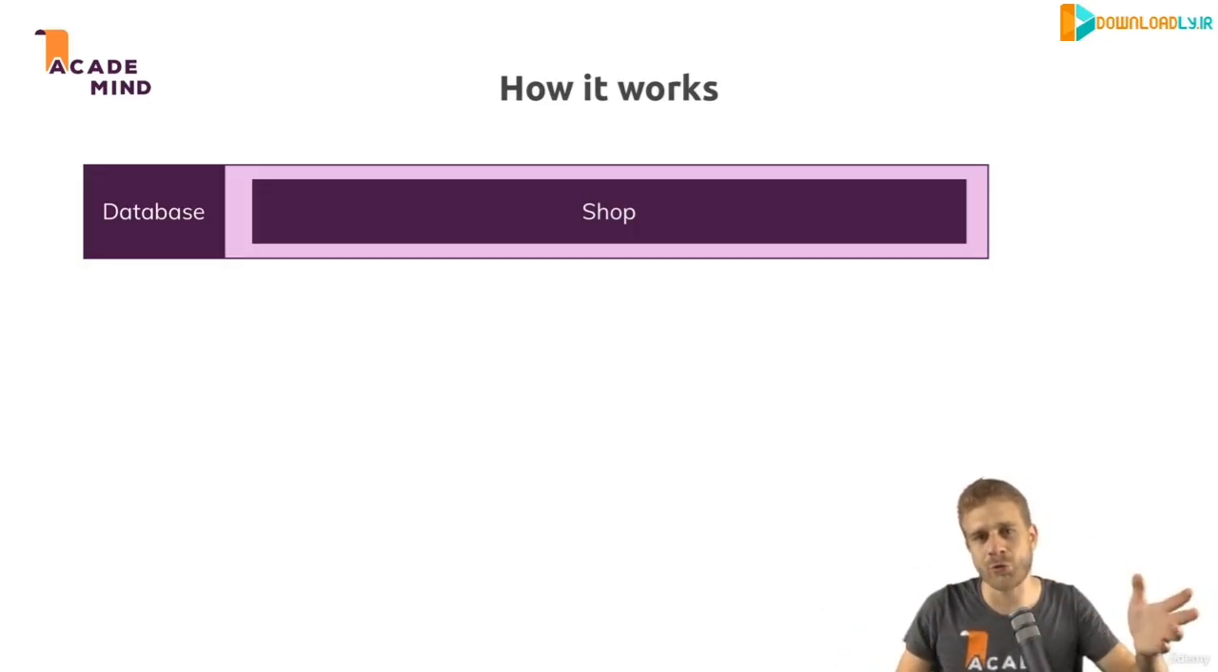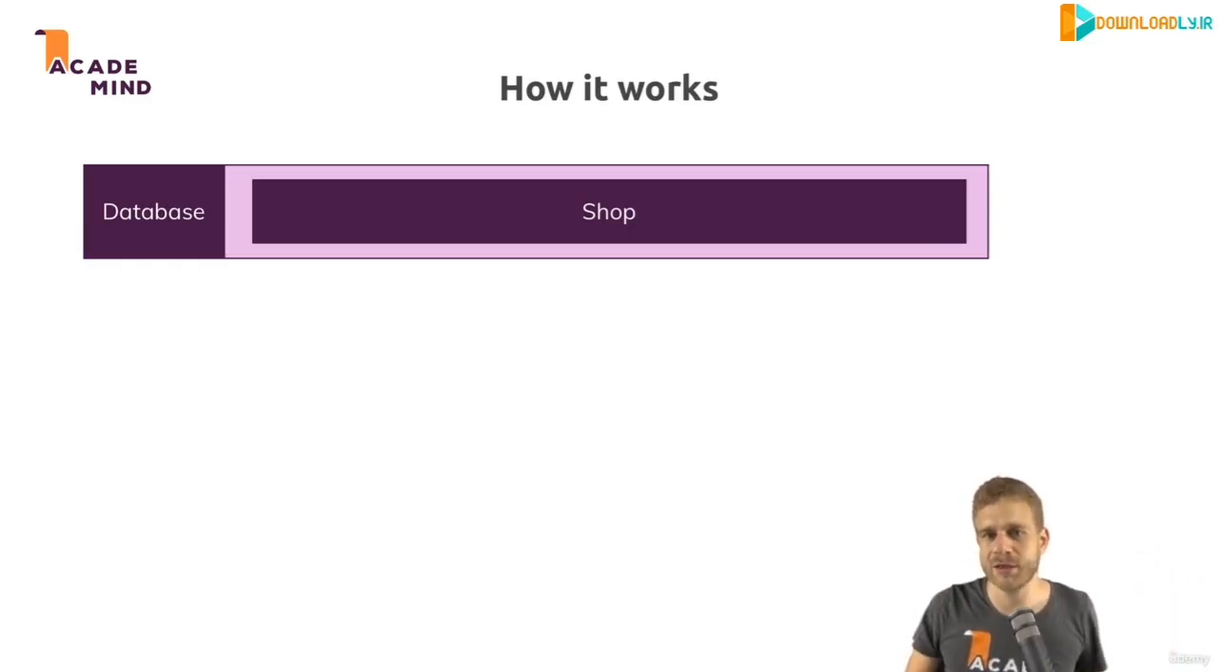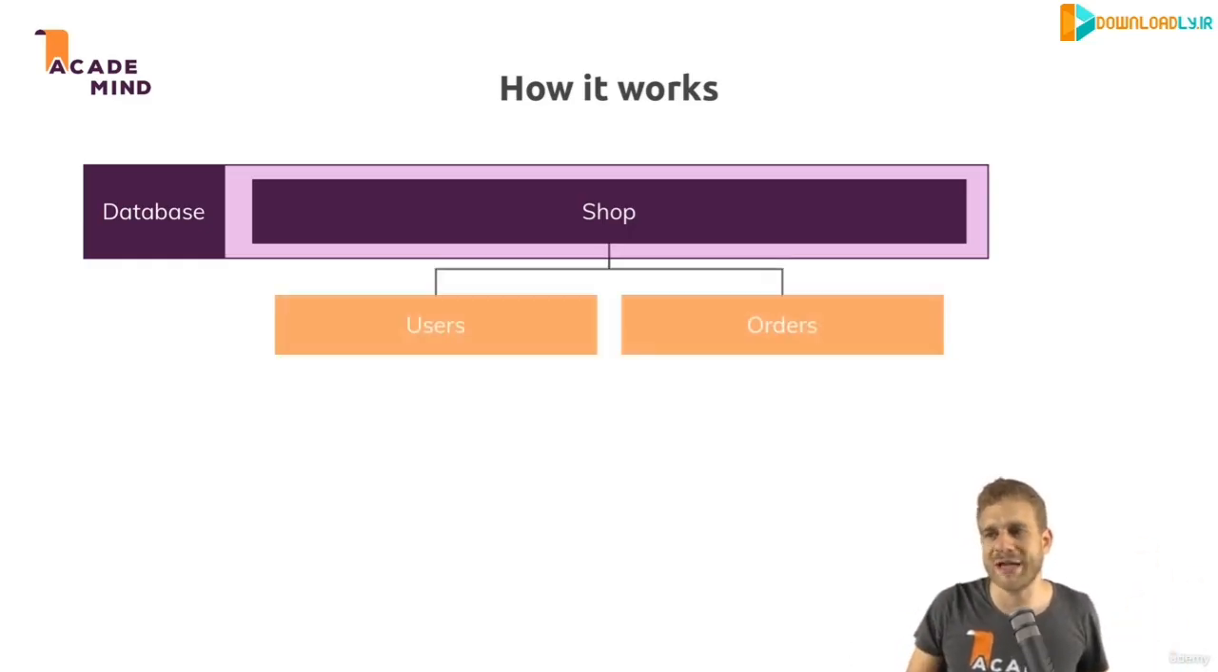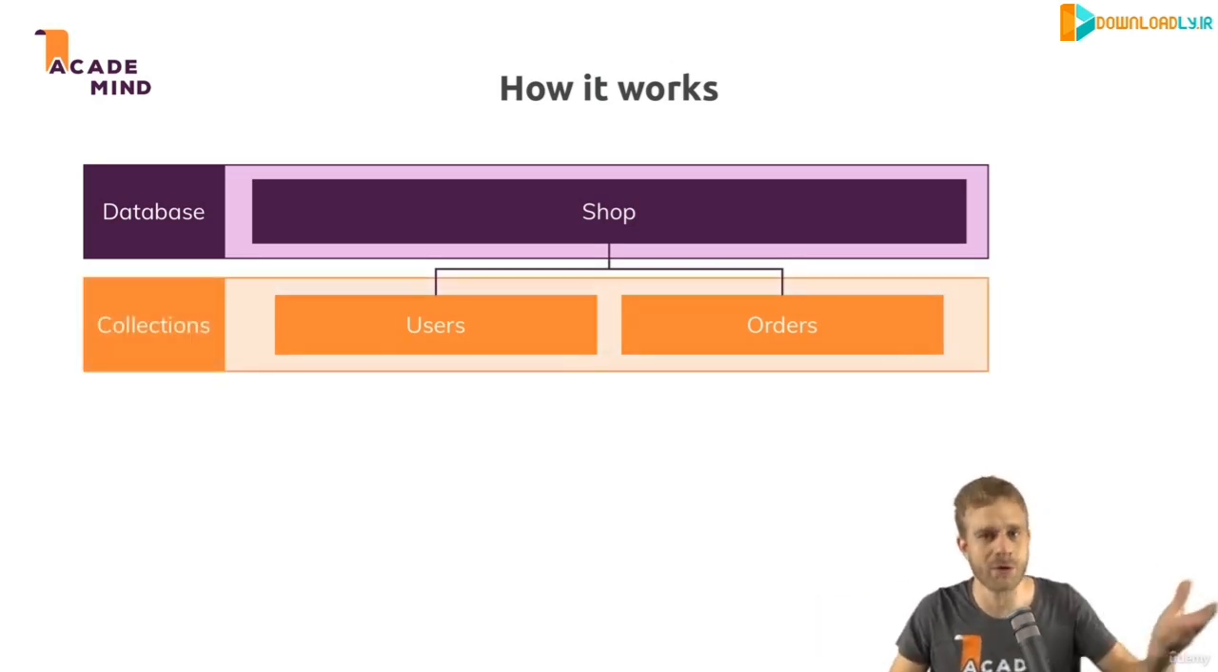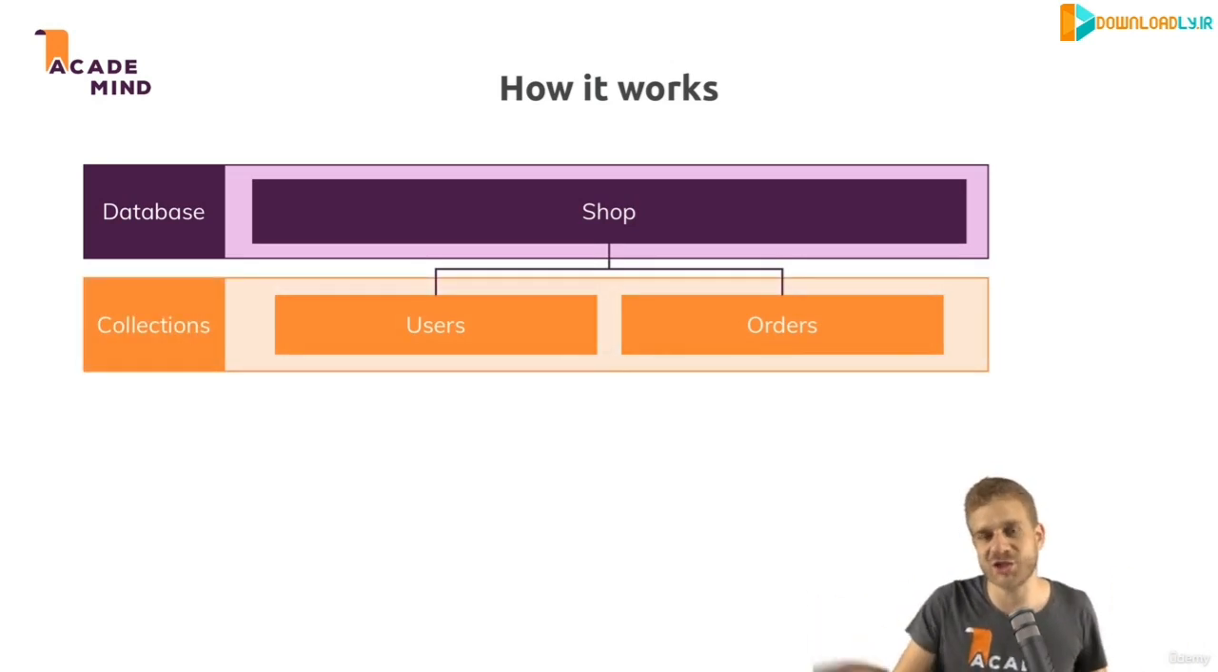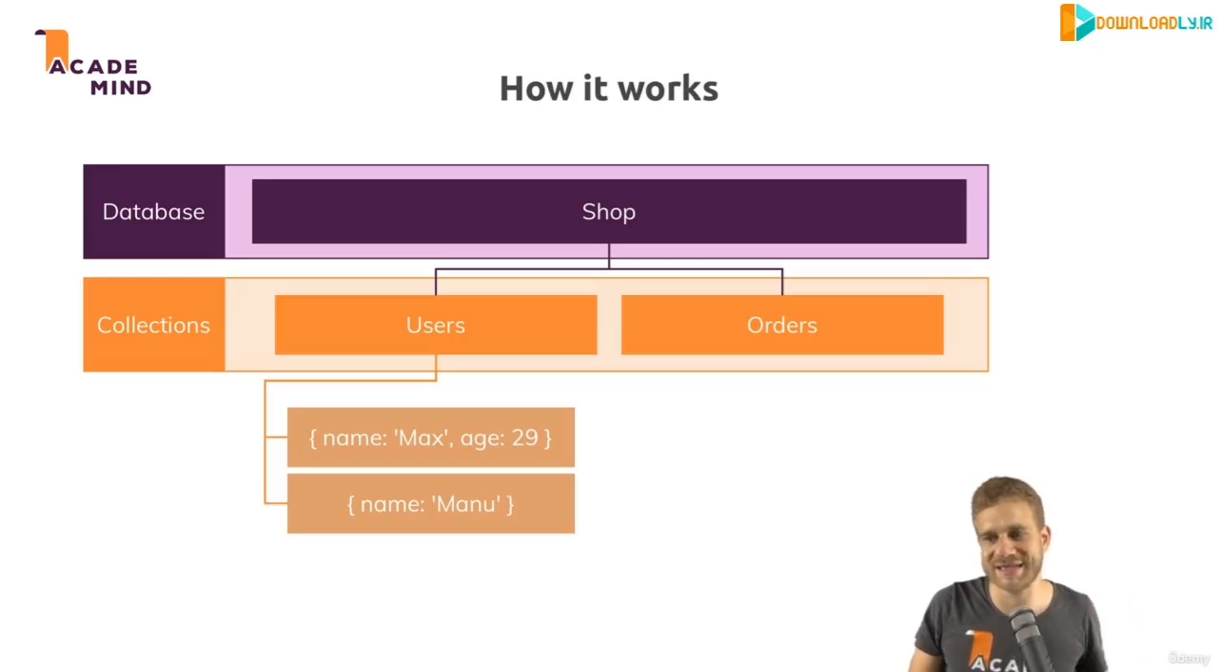In the MySQL world, we also have databases, and in such a database, we would have tables. In MongoDB, we have so-called collections. So in our shop, we might have a users and an orders collection. We probably would also have a products collection, but this is just an example, of course. So we have these collections inside our database, and you can have multiple databases and multiple collections per database. Now, inside of a collection, you have so-called documents, which look like this.